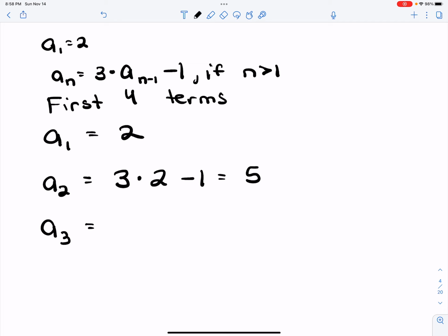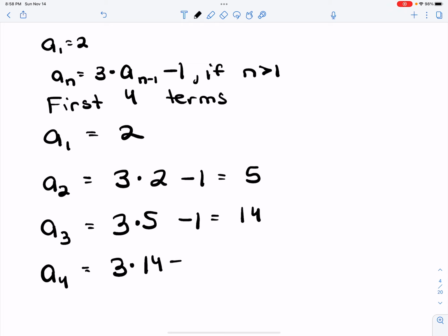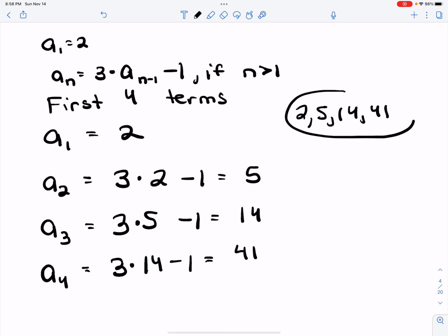And then we go to do a sub 3. 3 times a sub 2, which is 5, minus 1. So 15 minus 1, which is 14. And if we want to do a sub 4, 3 times a sub 3, which is 14, minus 1. So 42 minus 1 is 41. So the terms of this sequence are 2, 5, 14, and 41 for the first 4 terms. So that's that finite sequence. But notice it depended on us going back and using previous terms.